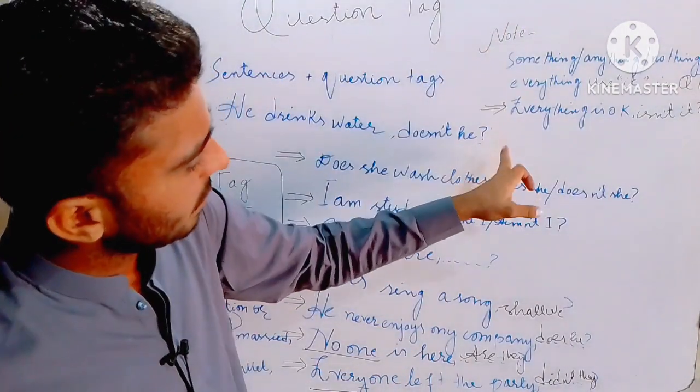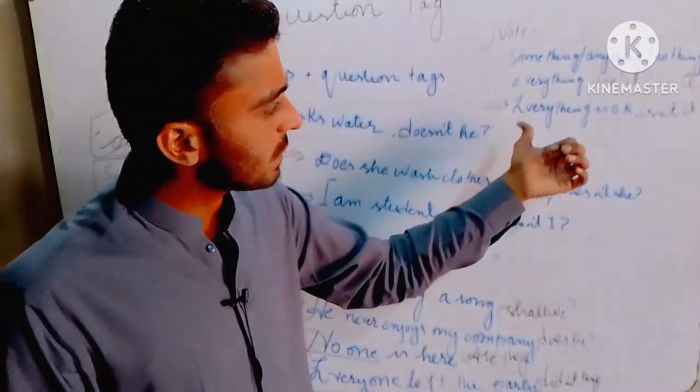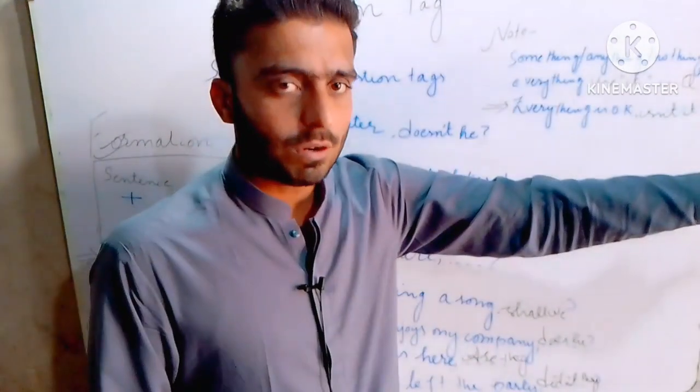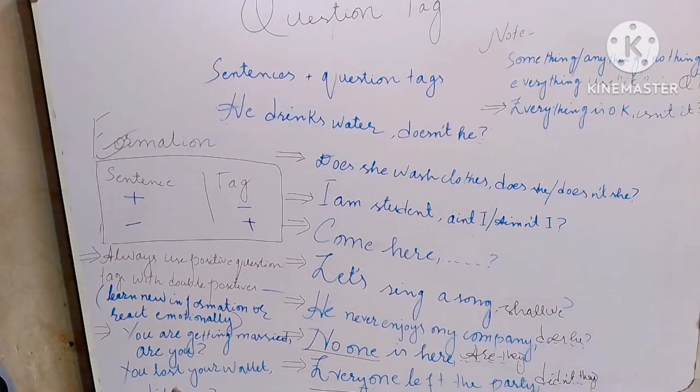So whenever everything is okay, here I have used here isn't it, because everything is going to give the positive sense. If I put here nothing is okay, you have to use is it. Okay. And after that, we use some special notes which will surprise you, but I am going to teach you.